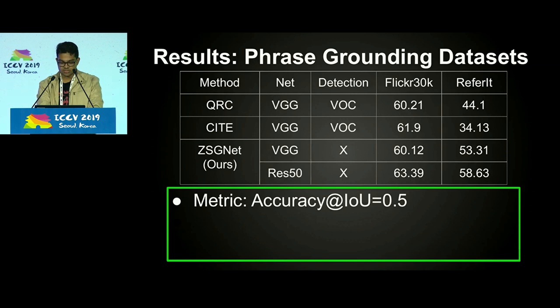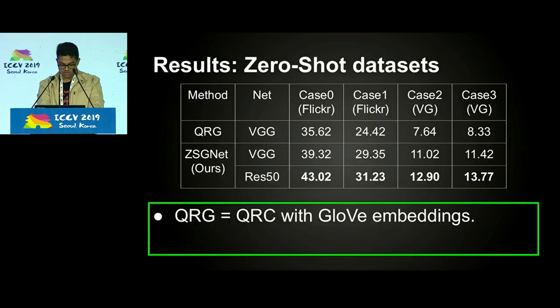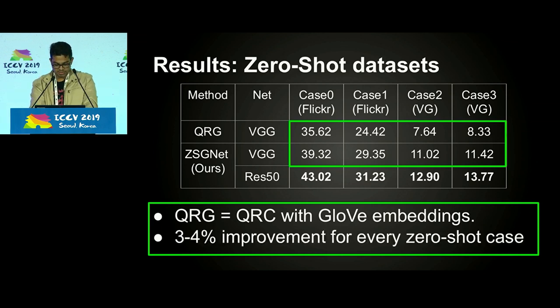We first look at some results on standard grounding datasets. We use accuracy at IoU equal to 0.5 as our metric. In particular, we observe a large performance boost on RefClef and similar performance on Flickr30K. The performance gap in RefClef is explained by the fact that many of the queried objects are not present in the object detection classes. On the zero-shot datasets, to have a fair comparison with prior work, we create a new baseline called QRG, which is based on a prior work but with GloVe embeddings. In the zero-shot setting, we find a uniform 3-4 point performance boost when shifting from two-stage to one-stage grounding in all cases.